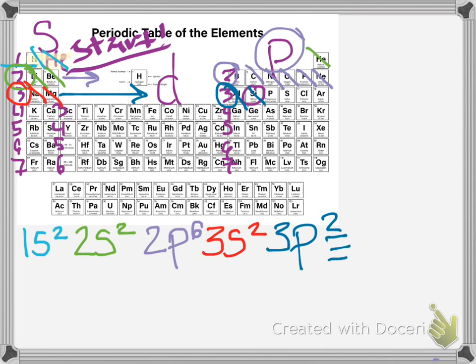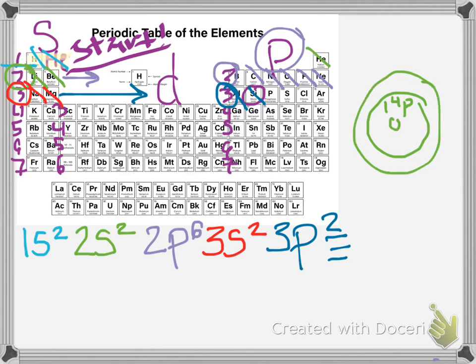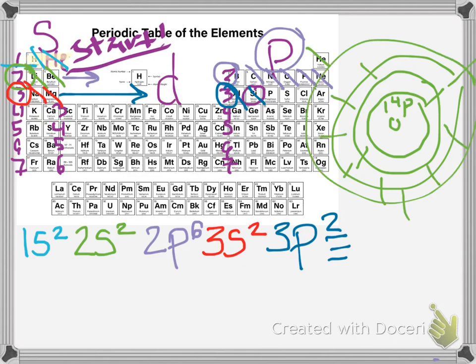So the reason I do that is because if I were to draw this, okay, so my silicon, make it nice and big, 14 protons, okay, and then I'd find my number of neutrons. My first shell would have 2 in it. My second shell would have 8. 2, 3, 4, 5, 6, 7, 8. And my final shell would have 4 in it.